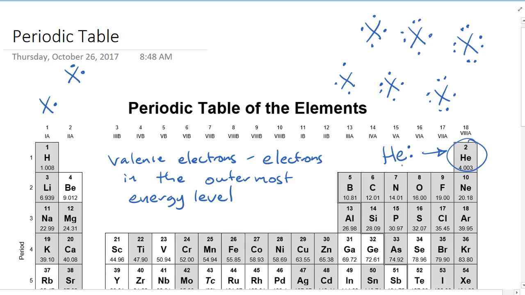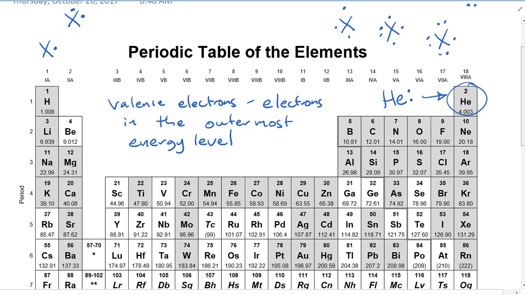And we'll be talking about this a little bit later. We do pair them up in helium. This is the one case where we don't put one dot on one side, one dot on the other. It's because the first energy level only has a maximum of 2 electrons, and those electrons are paired up.